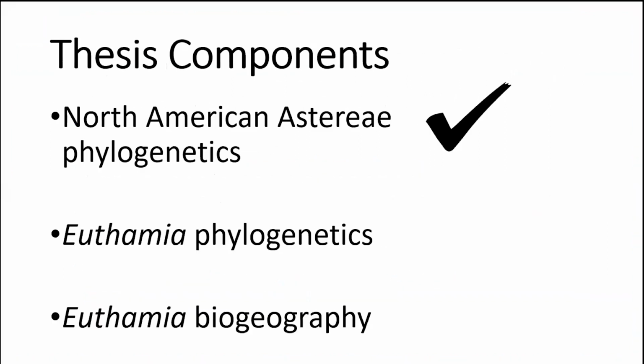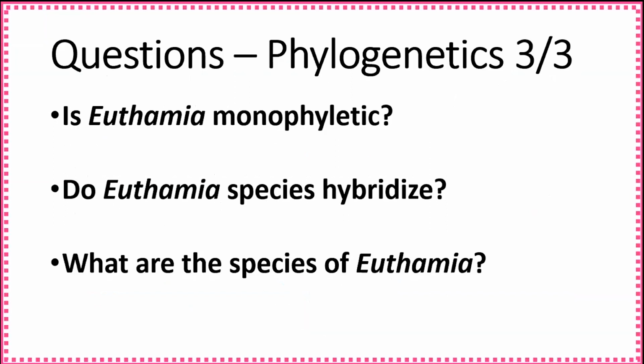That essentially will wrap up our discussion of the North American Astereae phylogenetics, although we'll get a bit to the time calibrations at the end. So moving into the Euthamia phylogenetics component, we have our 3 questions for this: whether the genus is actually monophyletic, if hybridization is present within this genus, and what the species in this genus of Euthamia are.